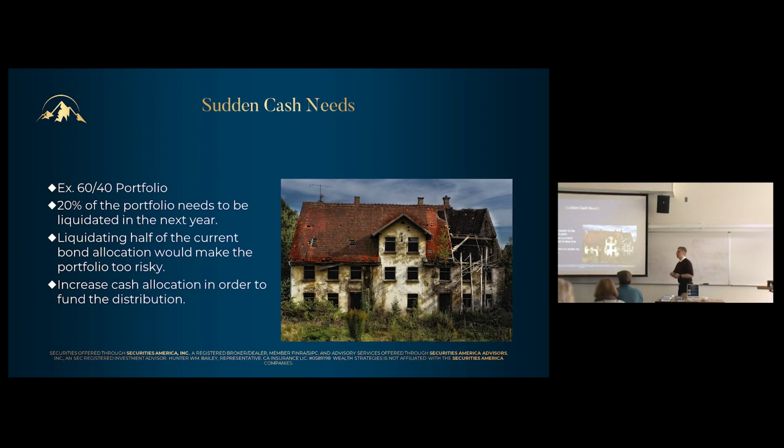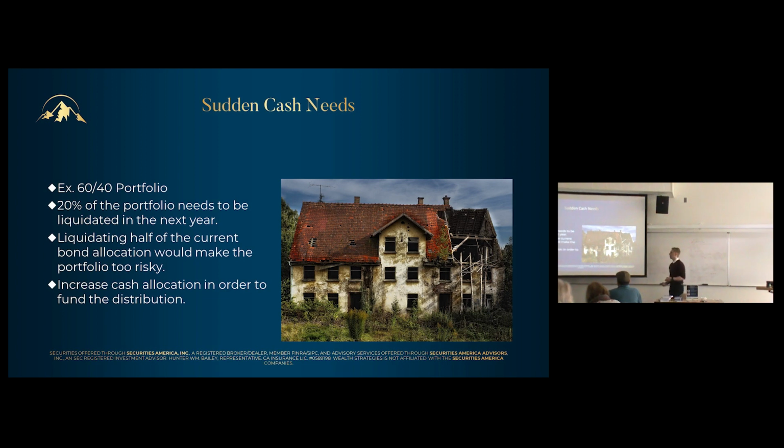So when we look at something like a sudden cash need, let's say we're looking at a 60-40 portfolio, something that we're able to get in and out of. We're not assuming it's a retirement account, no penalties, don't worry about any of that. But 20% of the portfolio needs to be liquidated in the next year. Liquidating half of the current bond allocation would make the portfolio too risky. So we want to increase our cash allocation in order to fund the distribution in a way that when that cash comes back out, we go back to what is the proper risk.